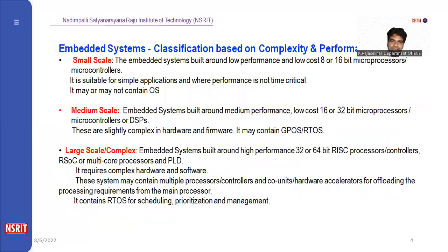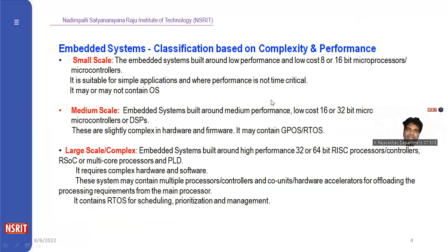So coming to the complexity and performance, they can be classified into small scale, medium scale, large scale. Small scale embedded products are designed with low performance, low cost 8-bit or 16-bit microprocessors and microcontrollers. They are suitable for simple applications where performance is not time critical. In small scale, sometimes it may contain an operating system, sometimes it may not.